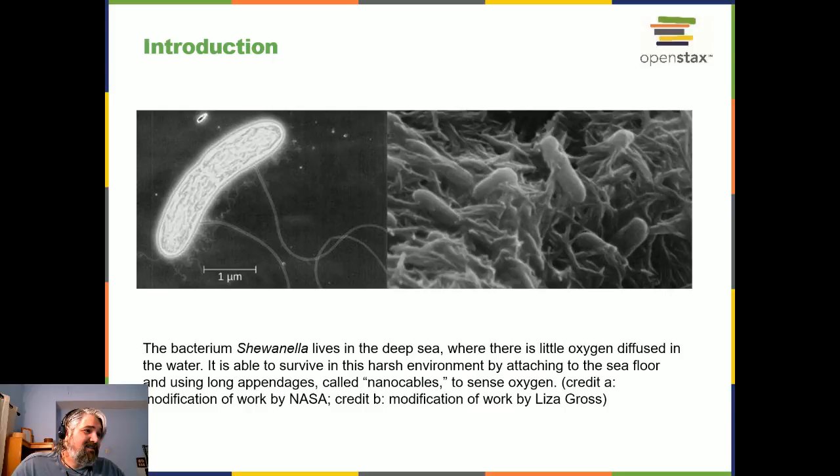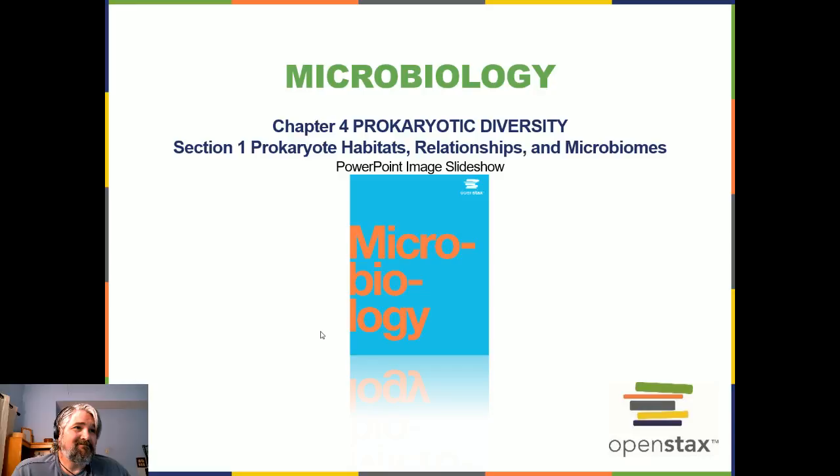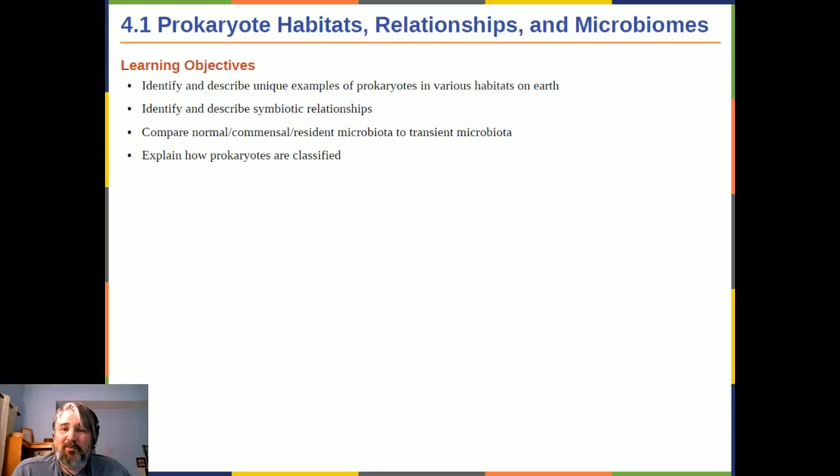So we have bacteria that live in basically every environment, and they have a remarkable wide array of adaptations to survive in those environments. In this introduction, we're looking at Shewanella, which lives in the deep sea, where it actually does utilize some oxygen, but it has these long appendages called nanocables to sense said oxygen in its environment. Okay, so the learning objectives in 4.1. Identify and describe the unique examples of prokaryotes in various habitats on Earth. Identify and describe symbiotic relationships. Compare normal commensal resident microbiota to transient microbiota. Explain how prokaryotes are classified.